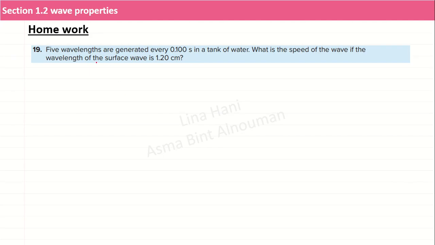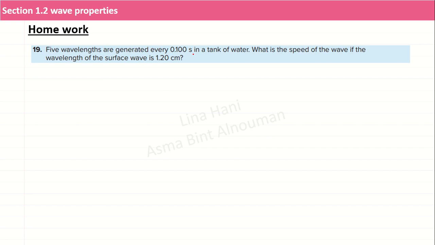Question 19. 5 wavelengths are generated every 0.1 second in a tank of water. What's the speed of the wave if the wavelength of the surface wave is 1.2 centimeters? Now this is a trick question.